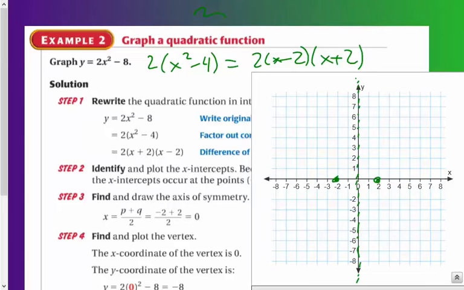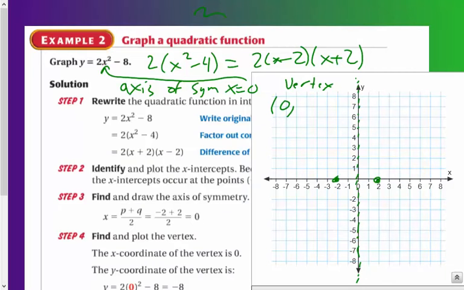Okay, so I'm going to plug in 0, and here's a little tip for you. Axis of symmetry x equals 0, so you can actually plug it in right there. It's actually easier. So I plug in 0 for x, that gives me negative 8. Because 0 squared is 0 times 2 is 0, 0 minus 8 is negative 8. And right there, that's our vertex. Draw your parabola and you're done.